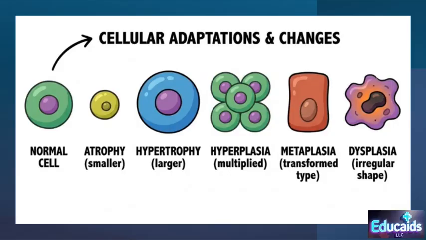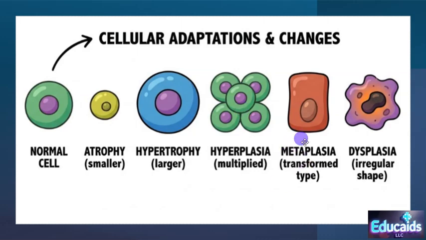Burn this into your mind. So we've got cellular adaptation changes. Here we have a normal cell. This is atrophy. That is where the cell gets smaller. Hypertrophy, that's where our normal cell still looks normal but gets bigger. Hyperplasia means it's multiplied. So we have this, but now we got a whole lot more of them.